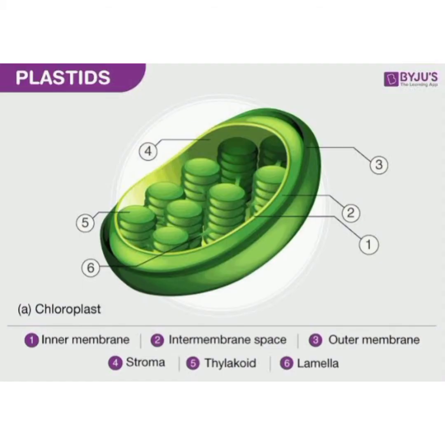Now we'll talk about plastids. Now make sure plastids are only present in plant cell, absent in animal cell. Okay, these are present only in plant cell. These have special organelles that manufacture and store the pigments present in the cell. They are bounded by double membrane. Plastids are generally of three types: chloroplast, chromoplast and leucoplast.